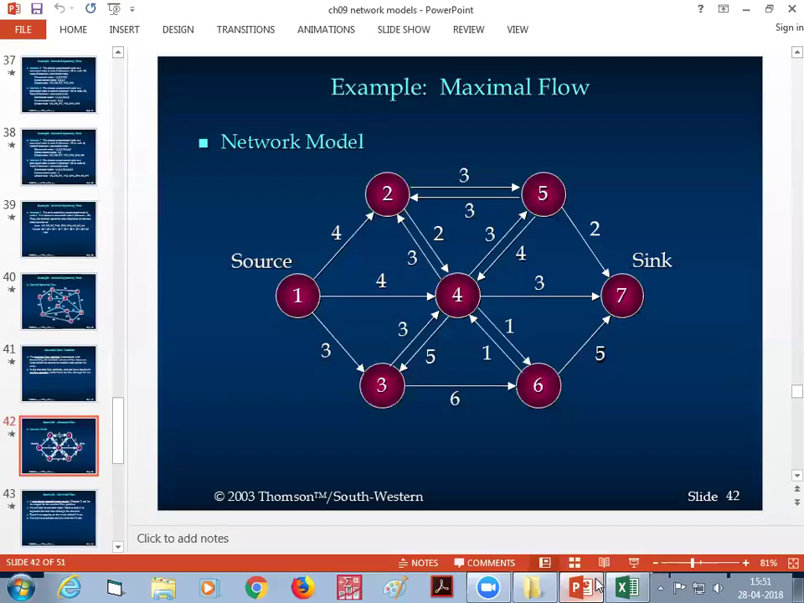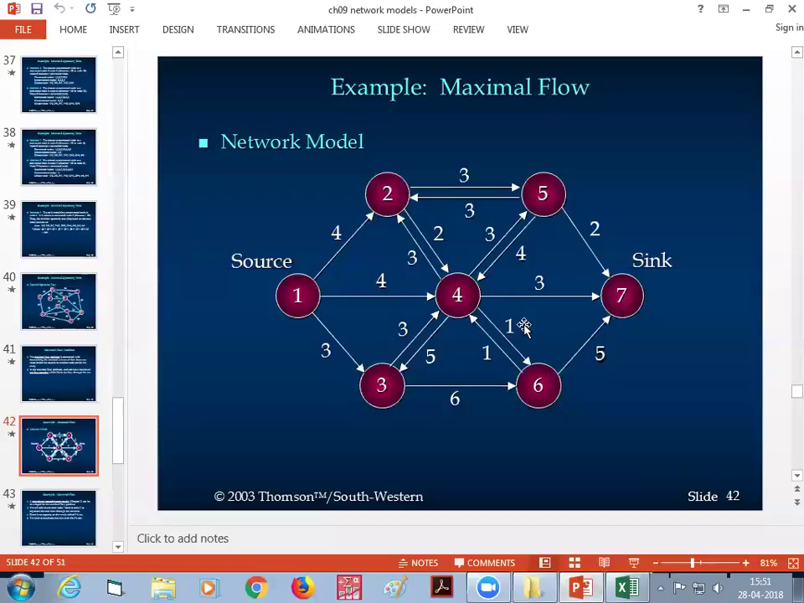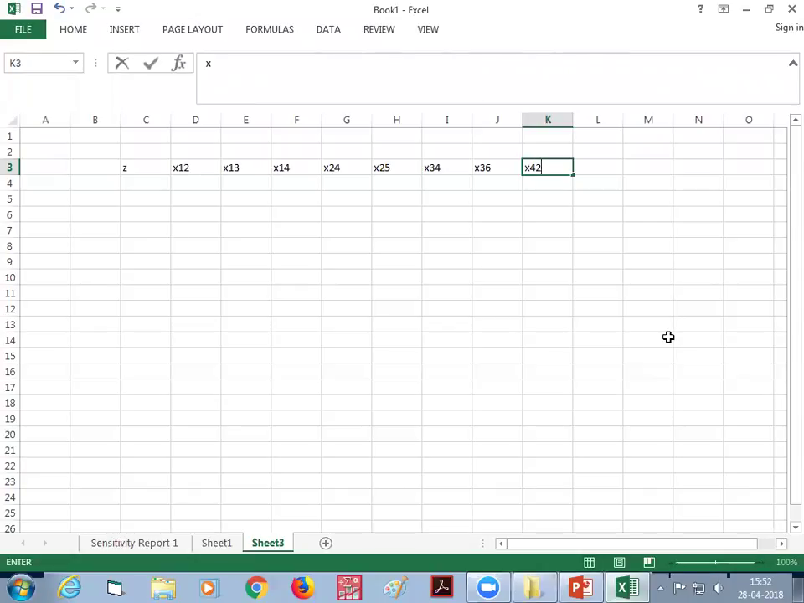Then x34, x36. Then x42, x43, x45, x46. Too many of them. x42, x43, x45, x46. Okay, so that is done.